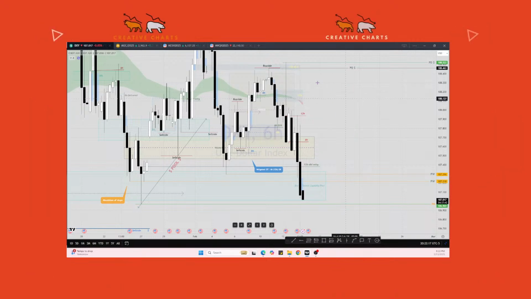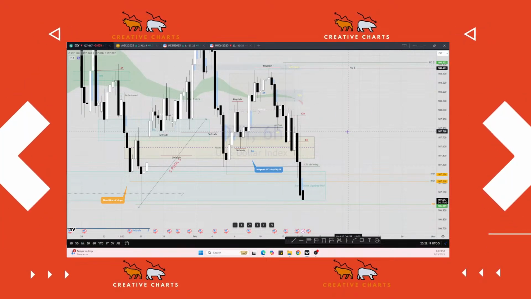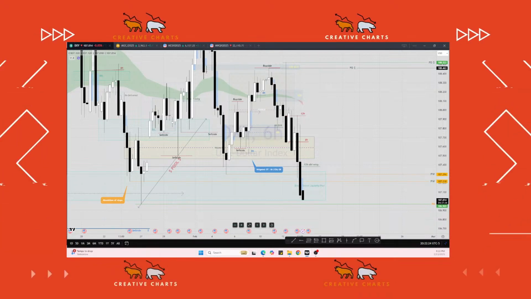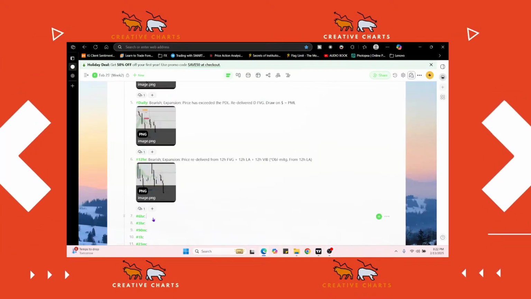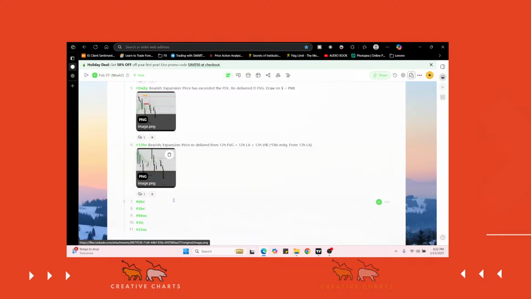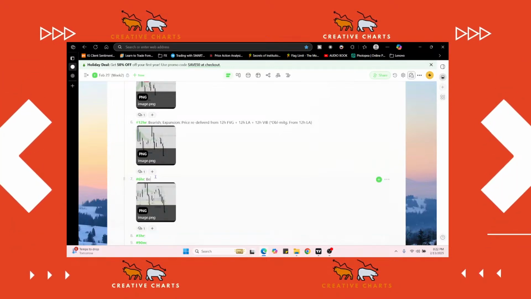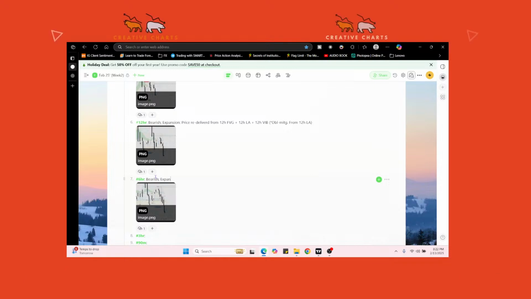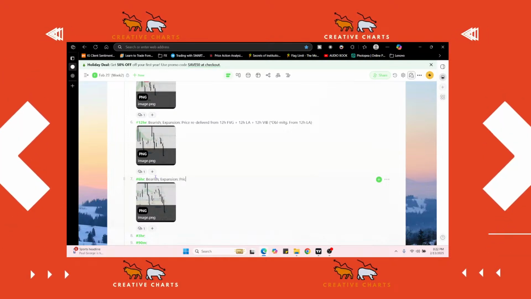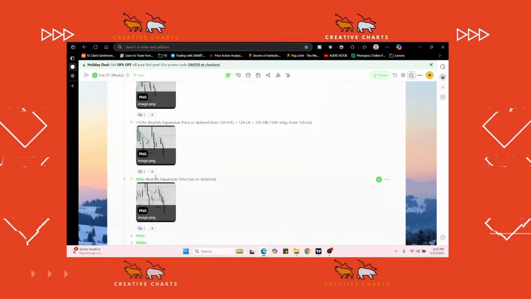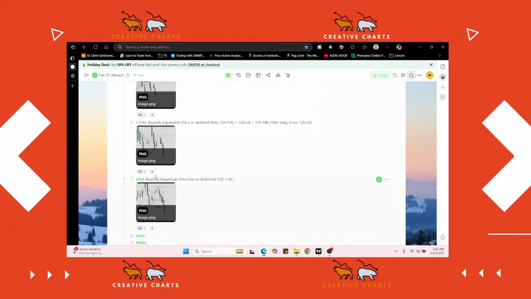Same thing, right? Redelivery. But let's copy that. Let's get back to the journal. Paste that screenshot, and journal what we see: bearish expansion. Price has redelivered 12 hour and a 6 hour double tap.